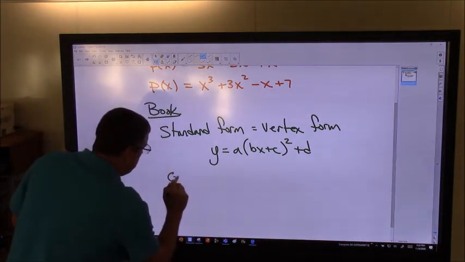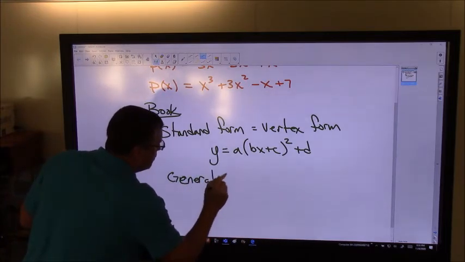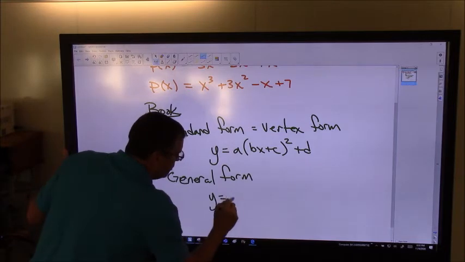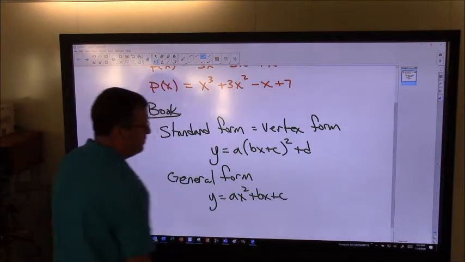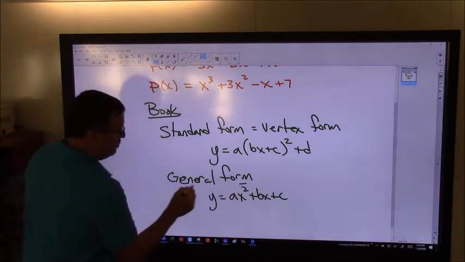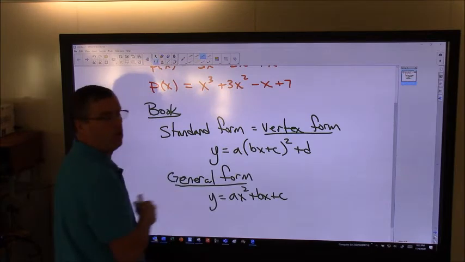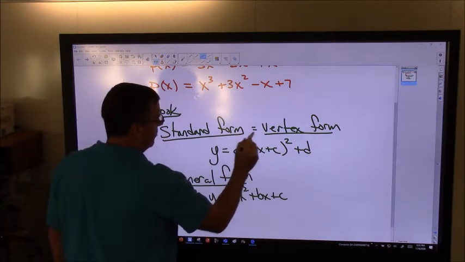If I say general form, then that's y equals ax squared plus bx plus c. Okay, so we got general form. We call it vertex form because when you look at it, you know where the vertex is. But for some reason, our book calls it standard form.